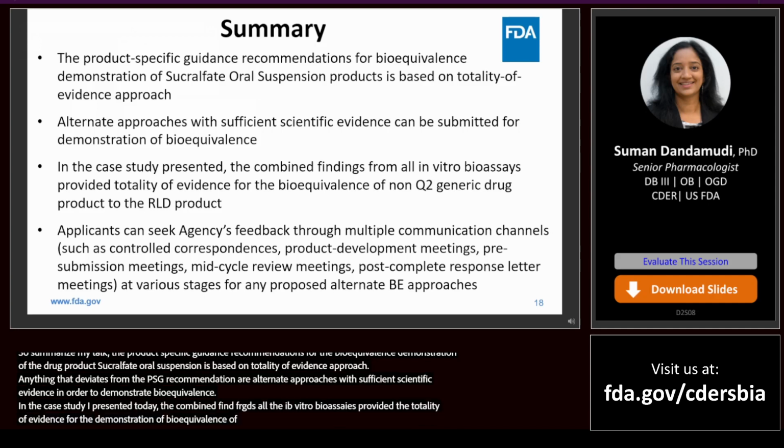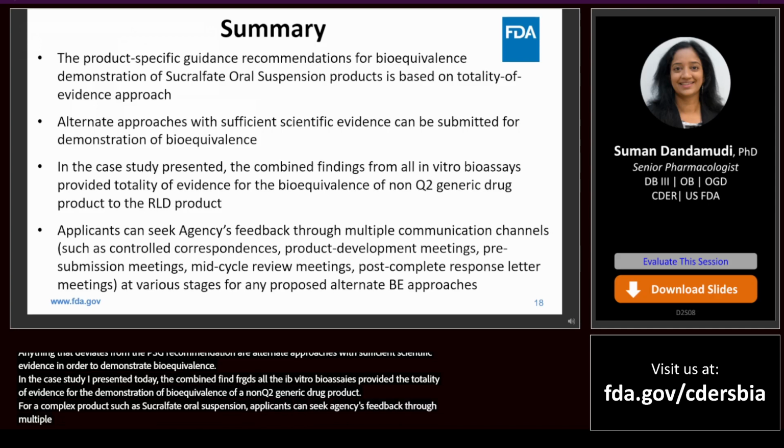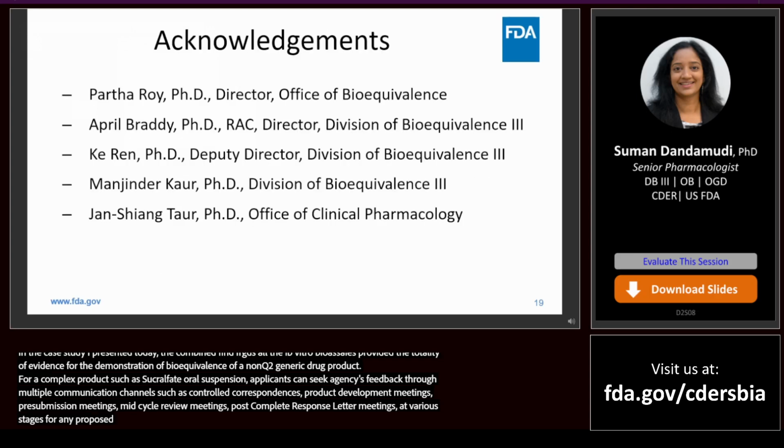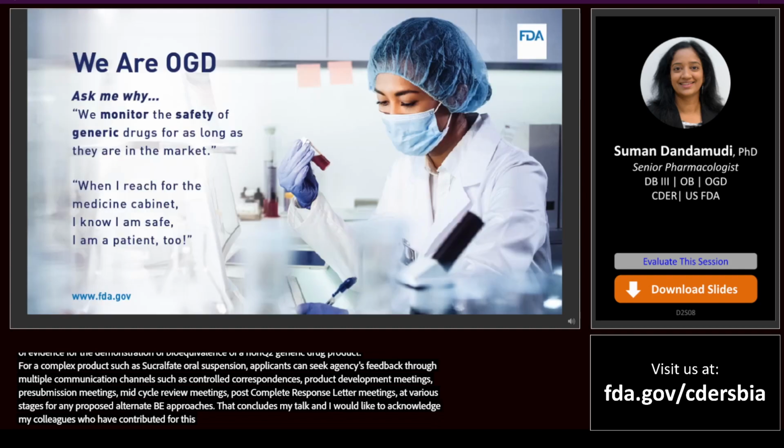For a complex product such as sucralfate oral suspension, applicants can seek the agency's feedback through multiple communication channels such as control correspondences, product development meetings, pre-submission meetings, mid-cycle review meetings, and post-complete response letter meetings at various stages for any proposed alternate BE approaches. That concludes my talk, and I would like to acknowledge my colleagues who have contributed to this talk. I would like to thank you all for listening.